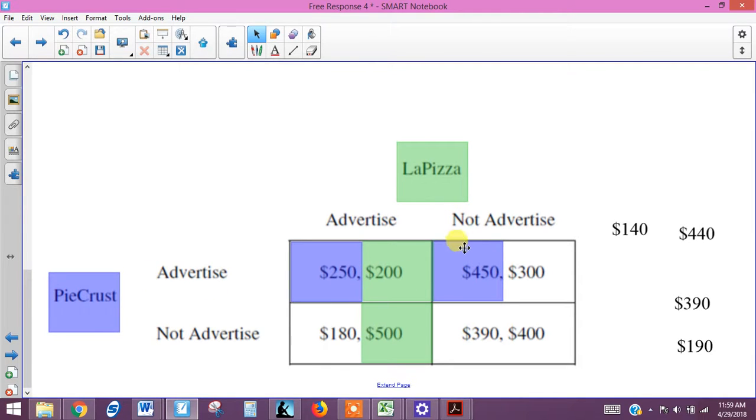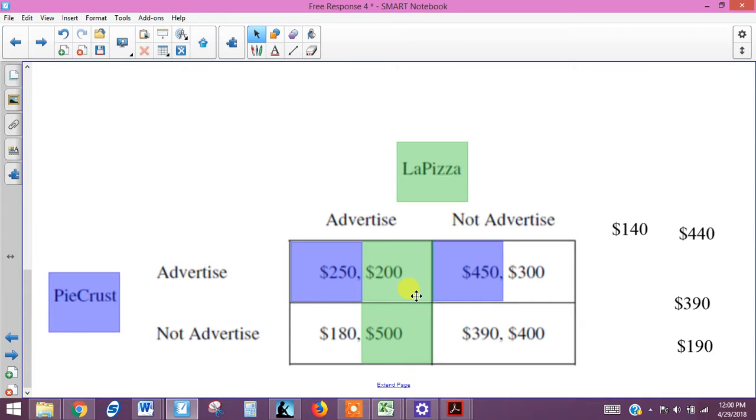Where pie crust advertises right here, that's going to change. Where they both don't advertise, that's not going to change at all. And where La Pizza does not advertise, that's not going to change it at all either. So the only ones that are going to change are the ones that I've got shaded, and they're going to all go up by 60.